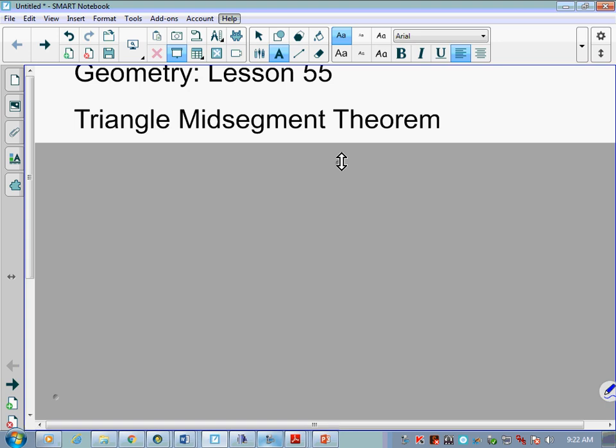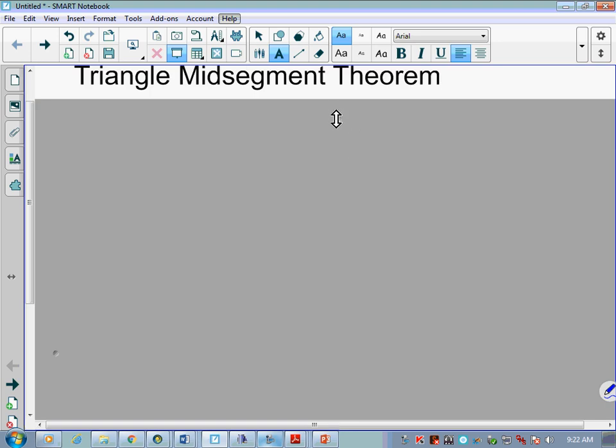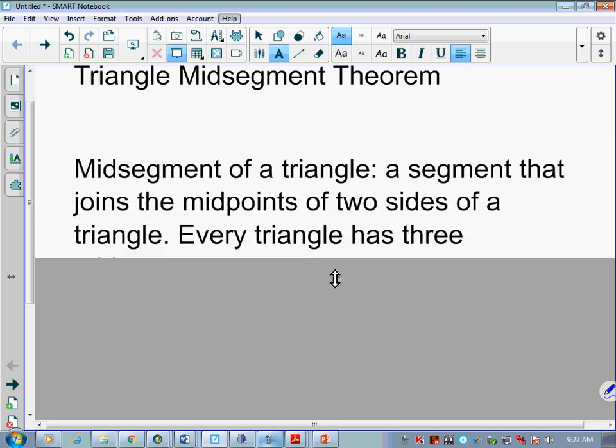Can I get somebody to read midsegment of a triangle? Let's see. Jesus, would you read that for me? Midsegment of a triangle is a segment that joins the midpoints of two sides of a triangle. Every triangle has three midsegments. Okay, so what we're looking for here is we're going to look at a triangle. We should hopefully know what a midsegment is or what a midpoint is.